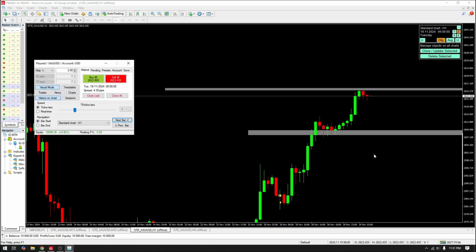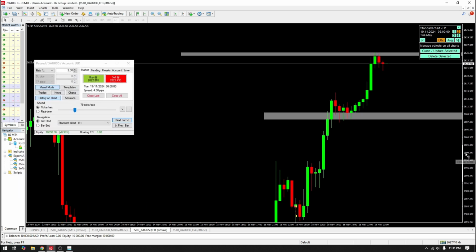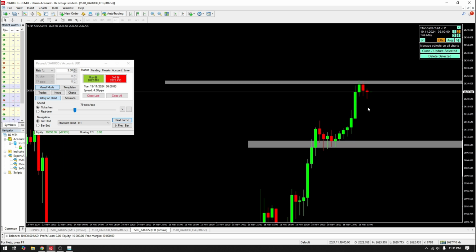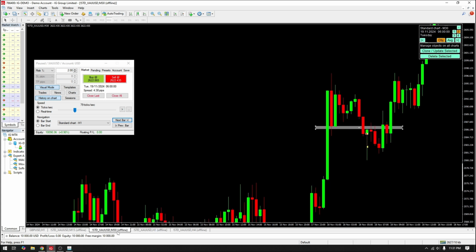We've seen two 1 hour candles closing bearish at this resistance. This is an exhaustion candle, so I don't like the way this closed. I'm going to see what this looks like on the half an hour now, on the 30 minute.